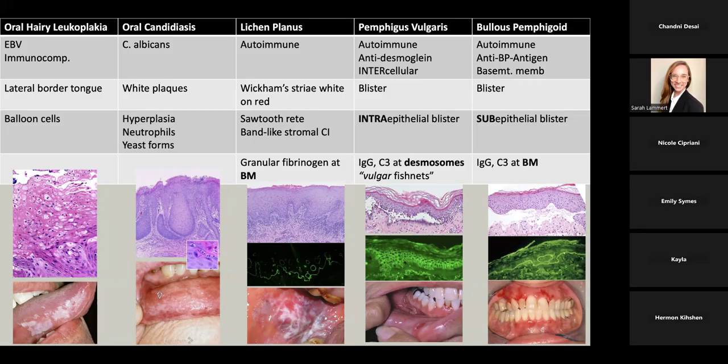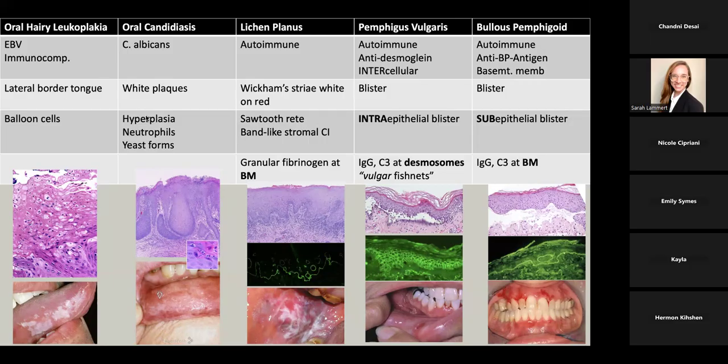Basically, lichen planus on H&E isn't necessarily blistering, but it's inflammatory. So it's band-like inflammation with very pointy, reedy ridges, and clinically a white streaks on red patches appearance. In pemphigus vulgaris, because the antigen is within the epithelium, you get intraepithelial blisters with retention of the basal cells at the bottom. In bullous pemphigoid, you get the entire epithelium lifting off from the basement membrane.